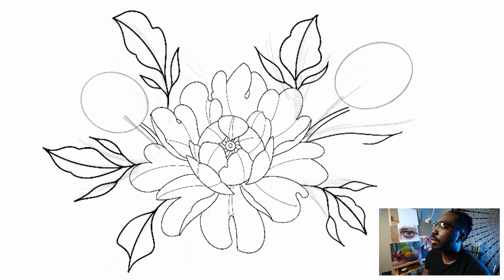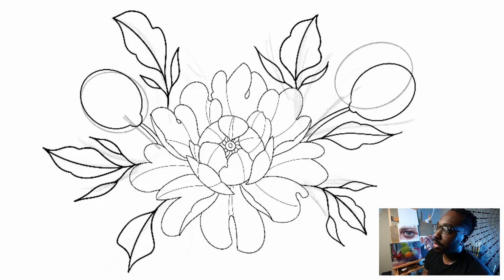Peonies are one of my favorite flowers. Probably my second favorite flower would be roses, but as far as my favorite goes, I would say peonies are definitely my favorite, and I particularly like to draw them in a neo-traditional style.